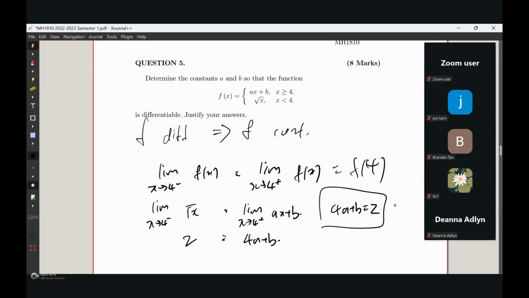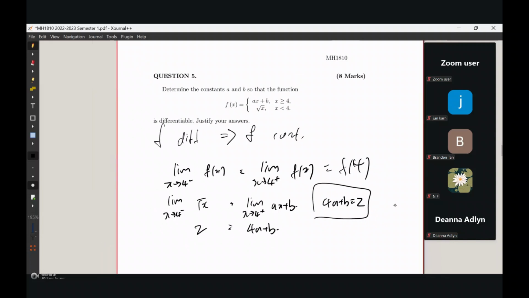So we have two unknowns in one equation, so we cannot really get anywhere. The next step here is to check the left and right derivatives, because I want my function to be differentiable, so I assume it is differentiable.